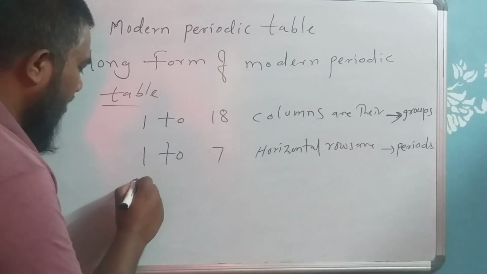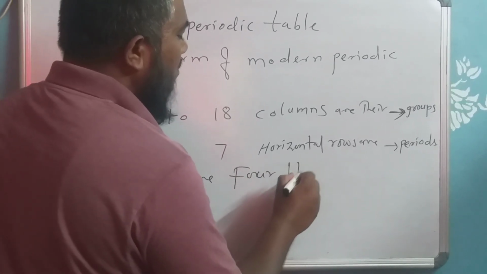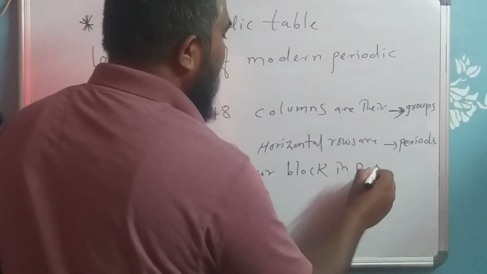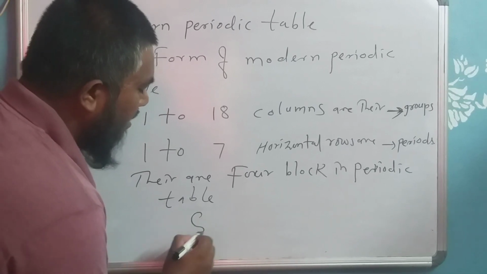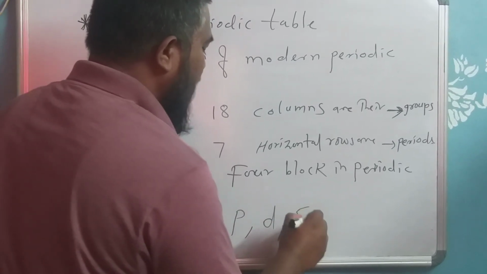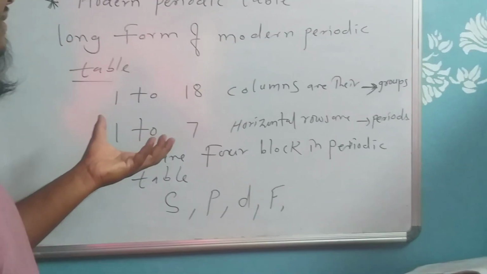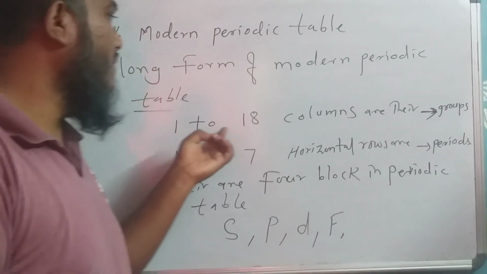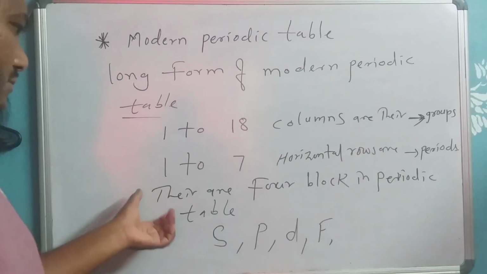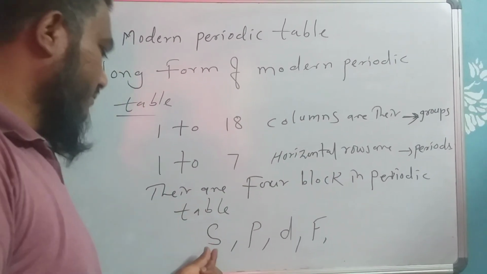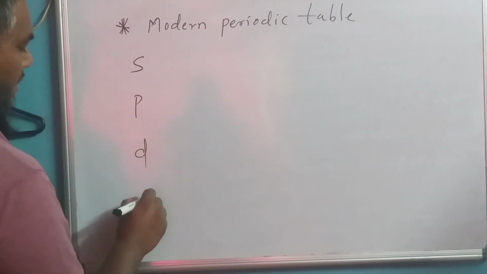Now keep in mind there are 4 blocks in the periodic table, that is S, P, D, F. If someone asks you the characteristics of the modern periodic table, you have to explain that there are 18 groups present in the modern periodic table, 7 horizontal rows called periods, and 4 blocks named S, P, D and F.